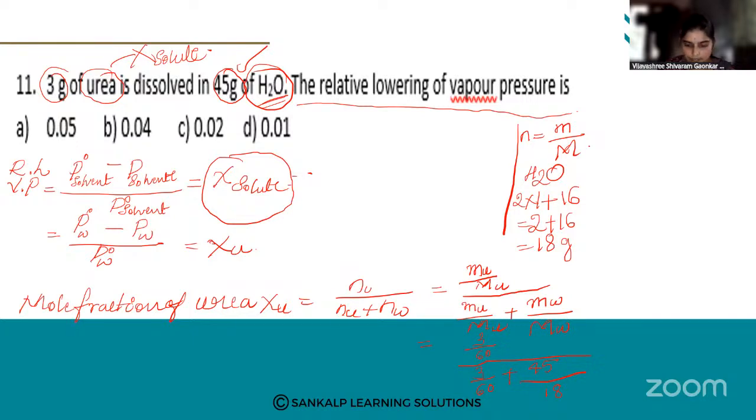Mole fraction of urea is equal to 3/60. How much is 3/60? It is 1/20 divided by 1/20 plus what is it? 45/18. Correct. Simplify it, children.